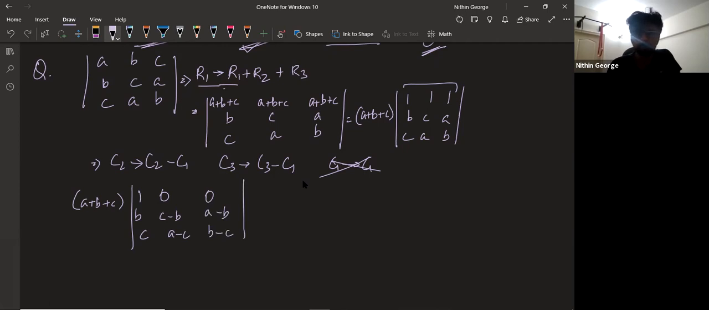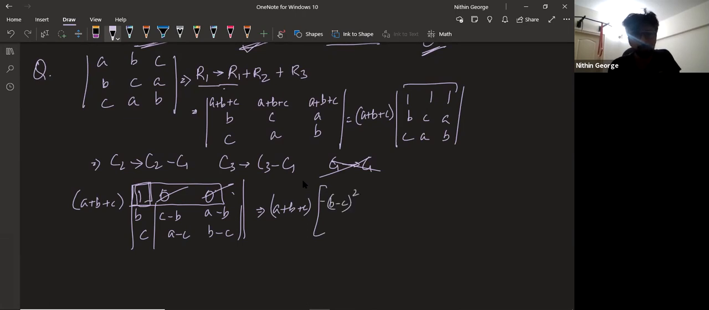So now we can easily find the determinant. Because we don't have these two values, I will open the determinant along this row. So it's 1 into the cofactor of this, plus 0 into the cofactor of something, plus 0 into the cofactor of something. So you are just looking at this. That's why you make the other elements 0. I hope you understood this now. It becomes A plus B plus C into C minus B into B minus C, which becomes B minus C the whole square into minus 1, minus A minus C into A minus B.